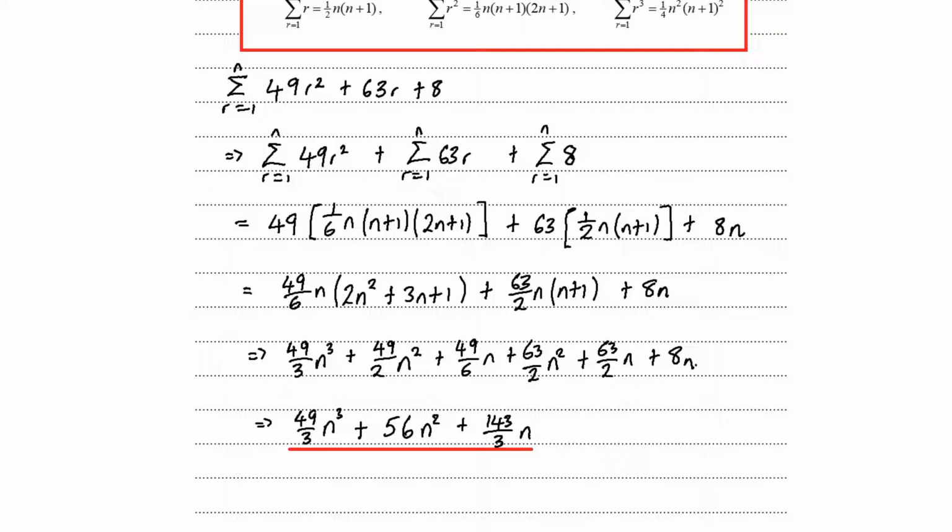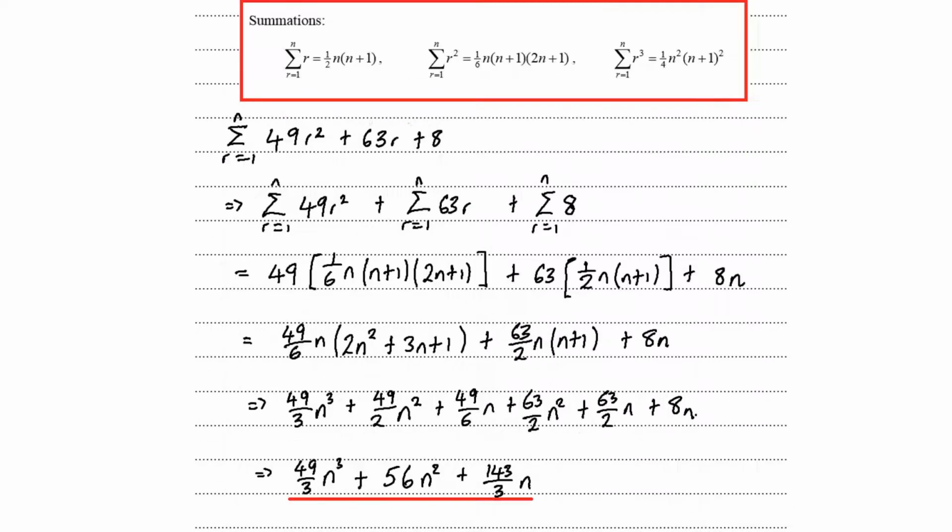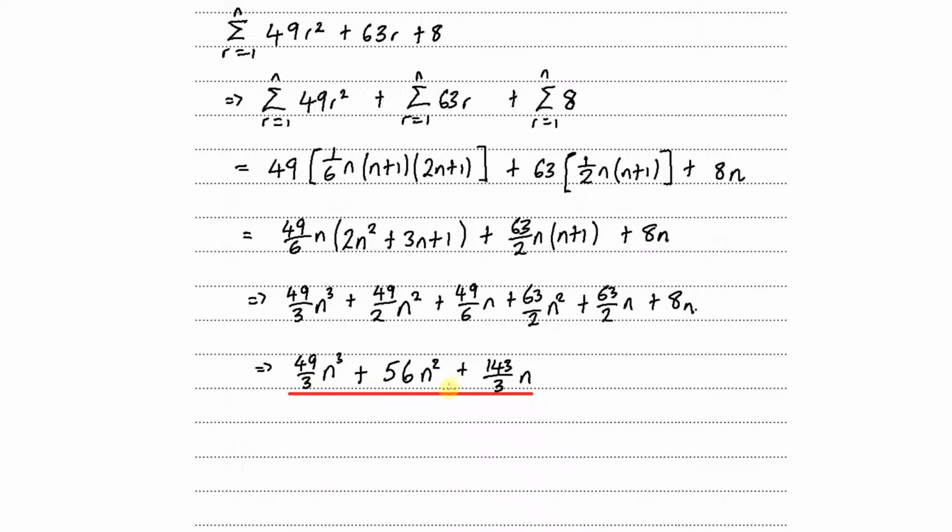So according to the question, they wanted us to show that this summation can be expressed in the form an cubed plus bn squared plus cn, which is the same thing that we have found. So this is the answer. So let us now move to part B.